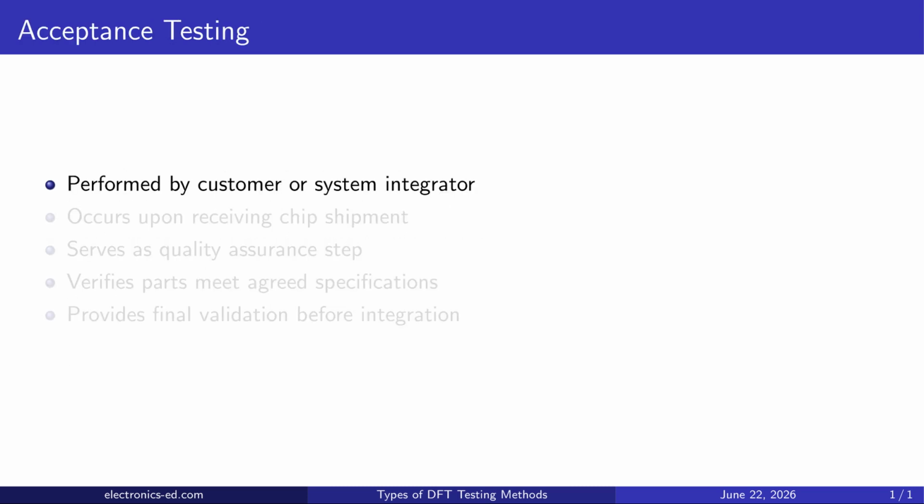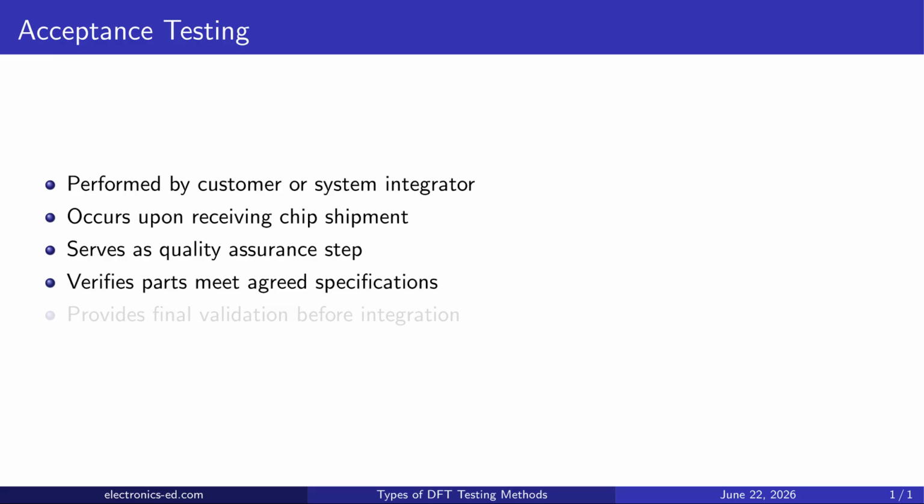Acceptance testing is performed by the customer or system integrator. It occurs when they receive the chip shipment. It serves as a quality assurance step. They verify that the parts meet the agreed specifications. This provides final validation before integration into the system.